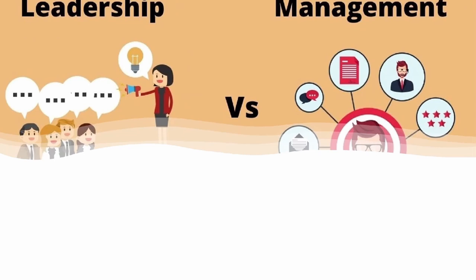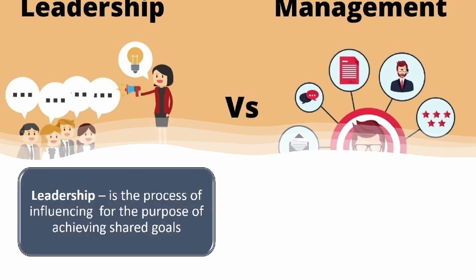Now, let me ask you this. When you say leadership and management, what is the difference? Aside from the spelling and the actual word, there's difference po. Ito, unahin natin. When you talk about leadership, it is the process of influencing for the purpose of achieving shared goals. Influencing by what? Motivating other people, motivating the people around you.